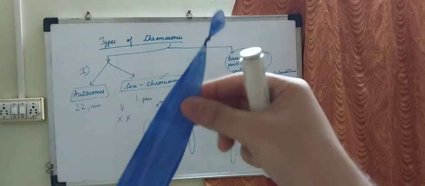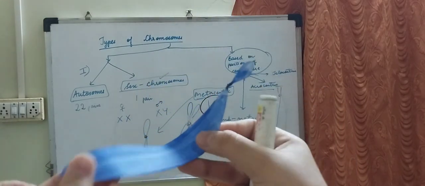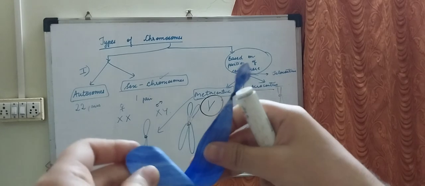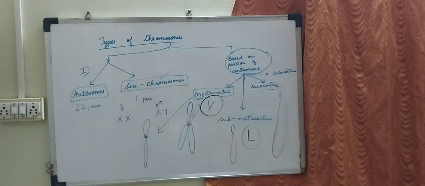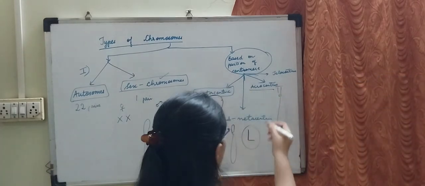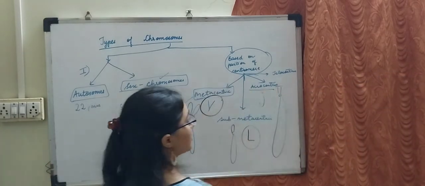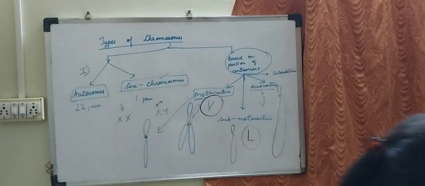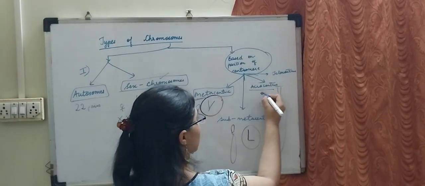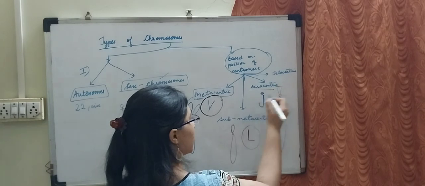If you do it like this, something like this, if you take it as up, it will look J shaped. So acrocentric looks like a J shape of a chromosome. J shape.